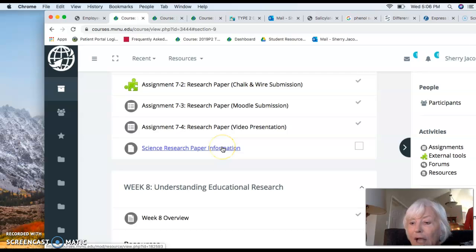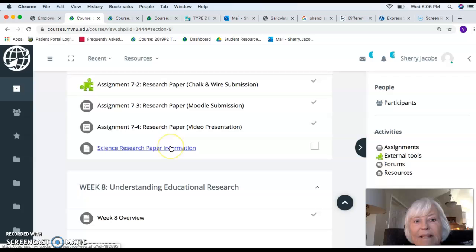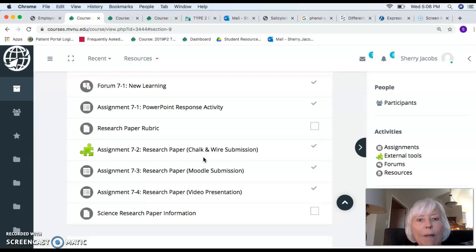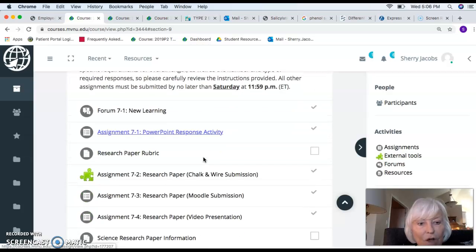Now, if you are science, and if you've been asked to let me know that already, this has a lot of information on this science paper if you are a science major. I'm not going to open it up and go through it with everyone, simply because not everyone needs to hear it or learn about it, because it's only for one person. So I'm going to go ahead and leave that alone and move on.